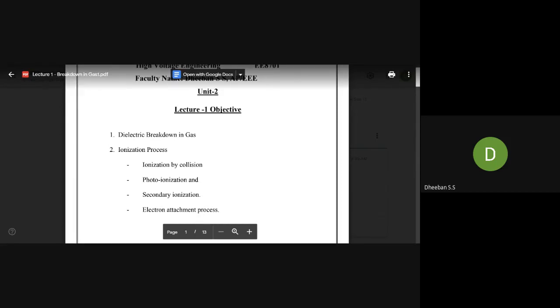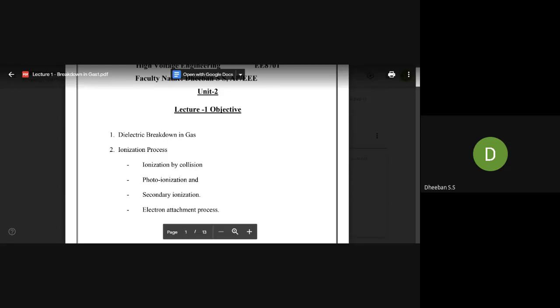I have already said to you, with an example: if we are standing below a transmission line, there won't be any kind of effect due to the transmission line over you. Why? Because the air will be acting as a dielectric. The air is a very good dielectric medium. It doesn't allow any charges to pass through it.